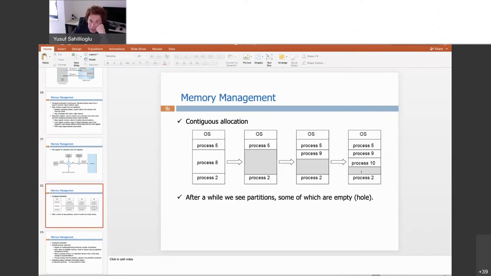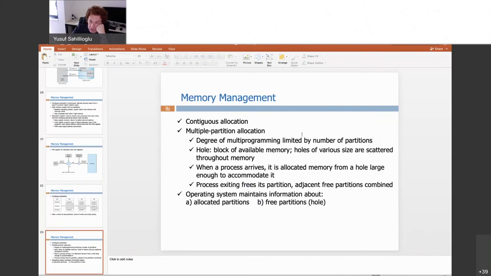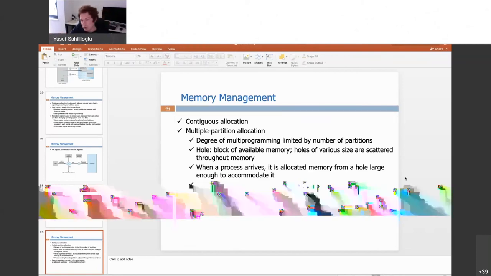So what is this talking about? Multiple partition allocation. The degree of multiprogramming is limited by the number of partitions, because each partition can start a new program. A hole is a block of available memory, and holes have various sizes and are scattered throughout the memory. When a process arrives, it is allocated memory from a hole large enough to accommodate it. A process exiting frees its partition, and adjacent free partitions are combined. If they are adjacent, you just treat them as one big partition. But if they are not adjacent, again, you need to run a different kernel procedure called fragmentation.